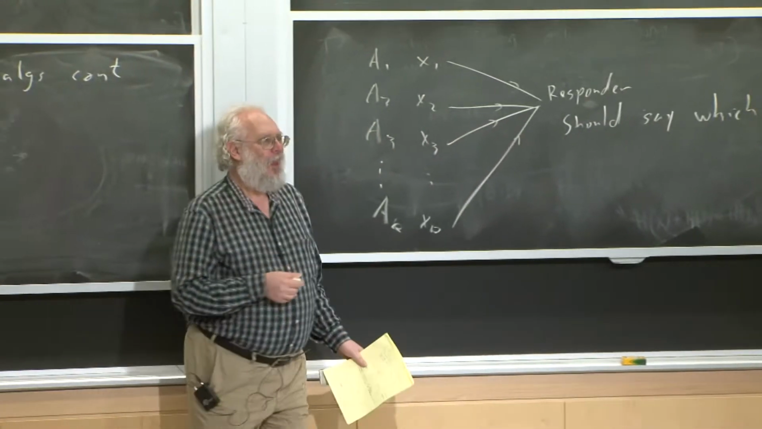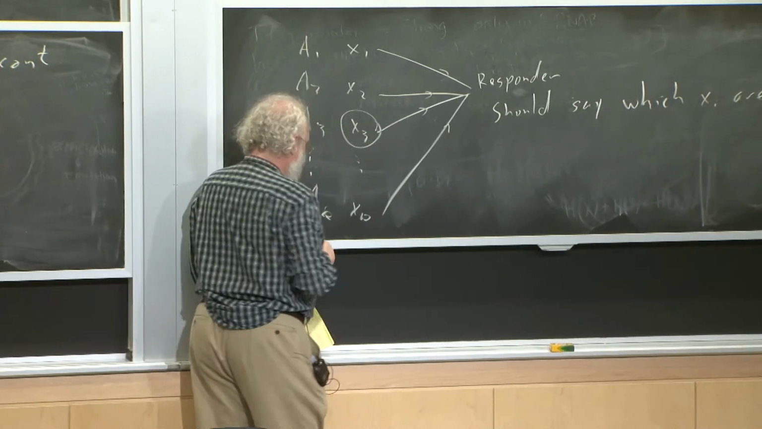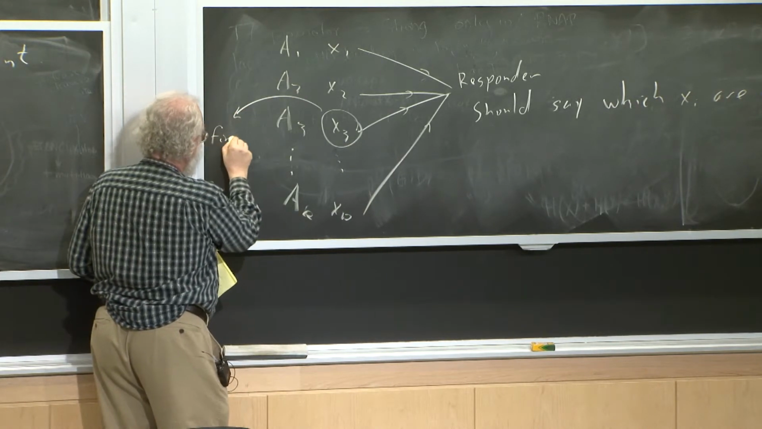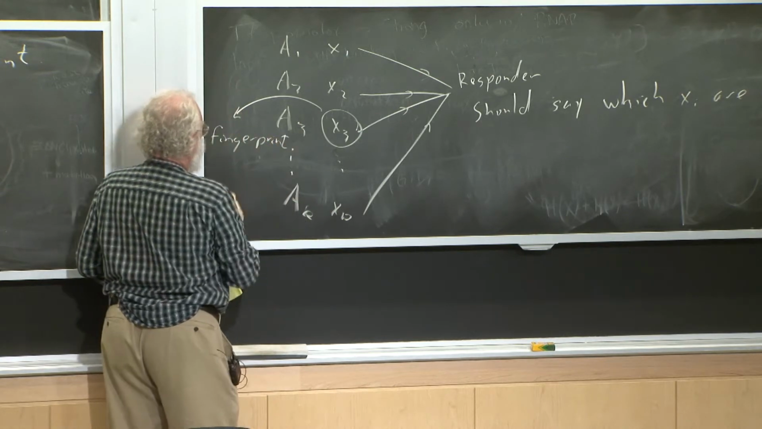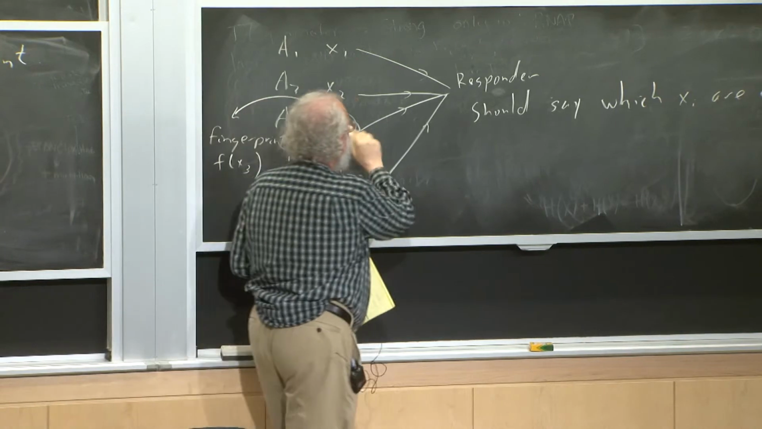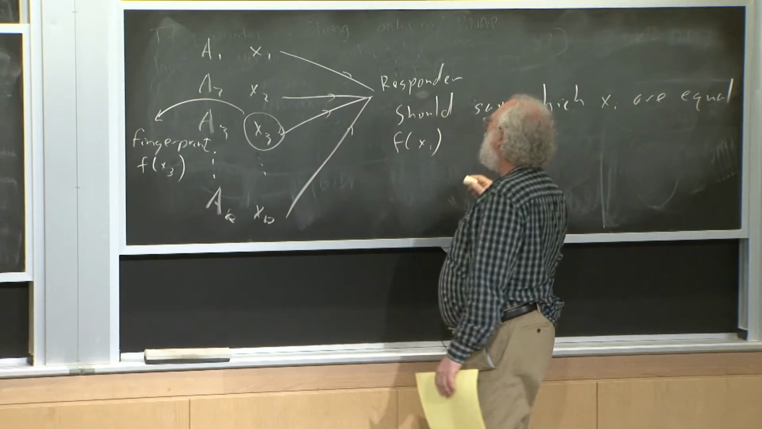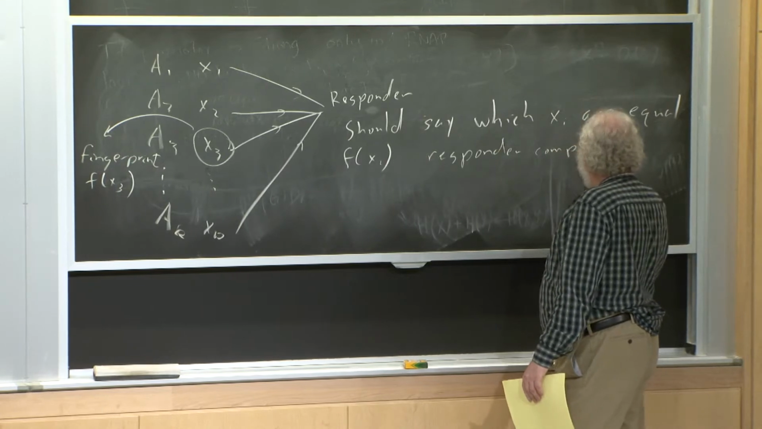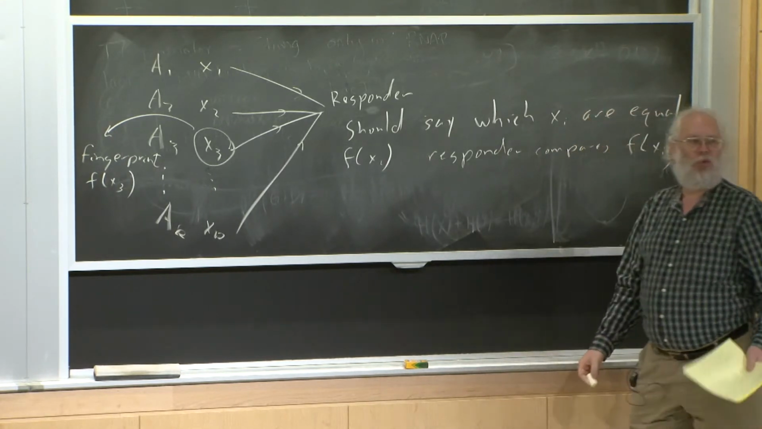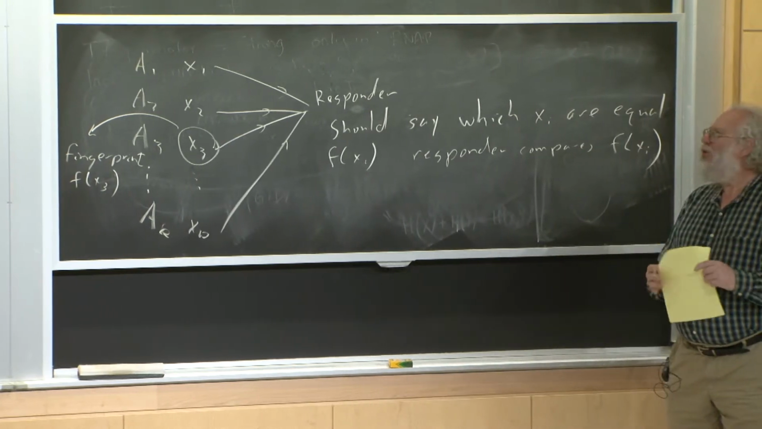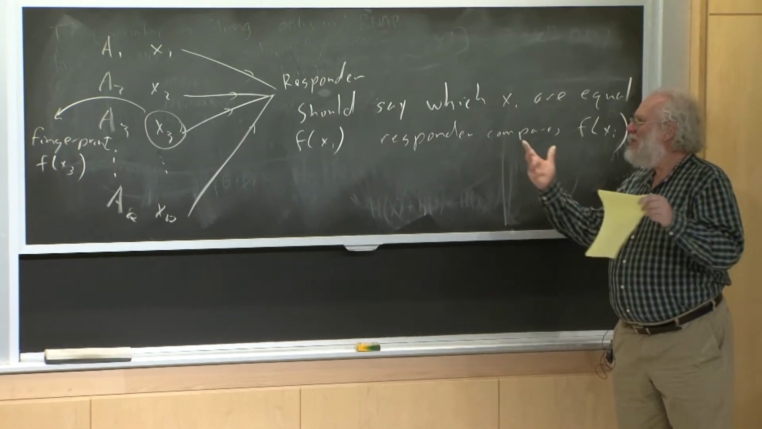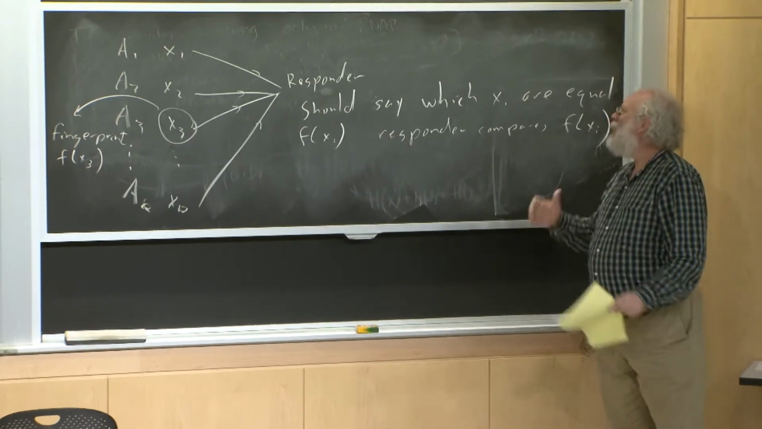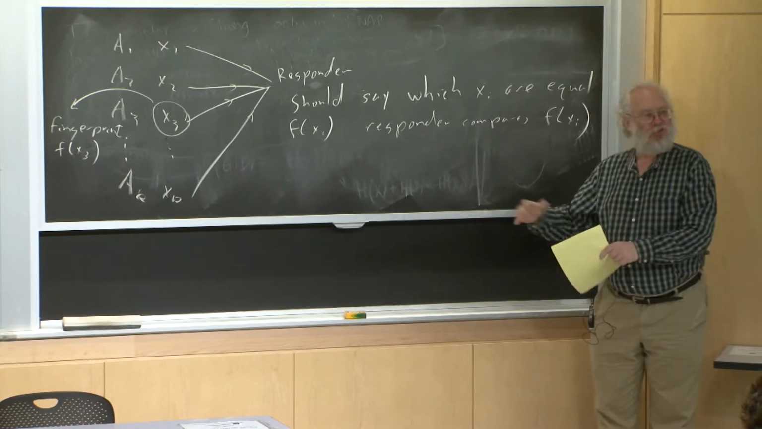And the basic idea is that each Alice takes her string and gets a fingerprint, f of xi, and then sends f of xi to the responder, and the responder compares these fingerprints. So first we're going to say, well, let's abstract this to a more rigorous game. And second, when can you do it and can you not do it in the classical situation?